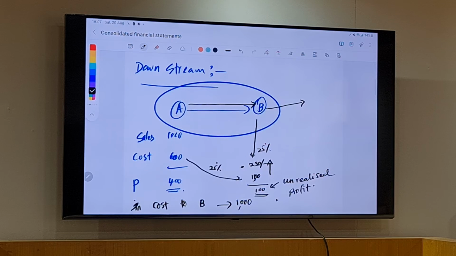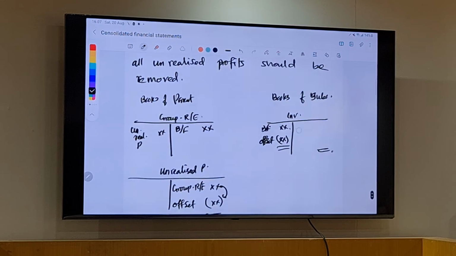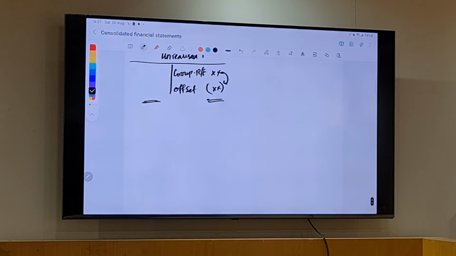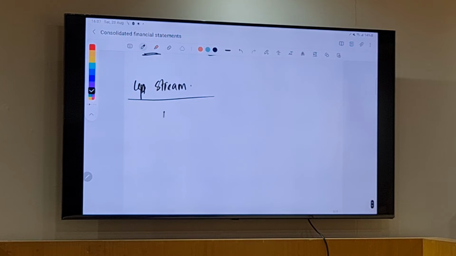Now at the time of consolidation, we have to arrive at inventory at the cost to the group. So whatever the additional price, we should remove, because there is no use of keeping it. That's what we are doing here. So this is downstream. So can I go to the upstream now? Upstream is what?